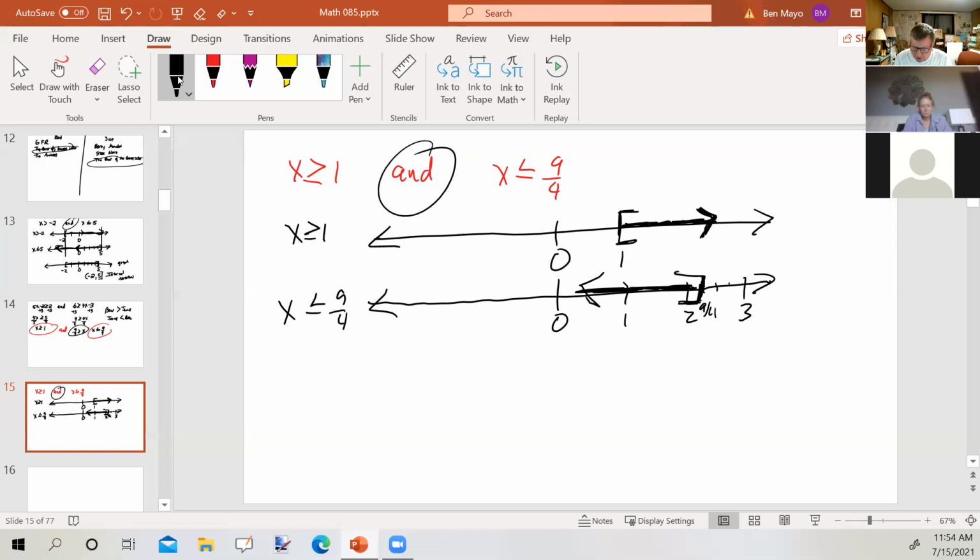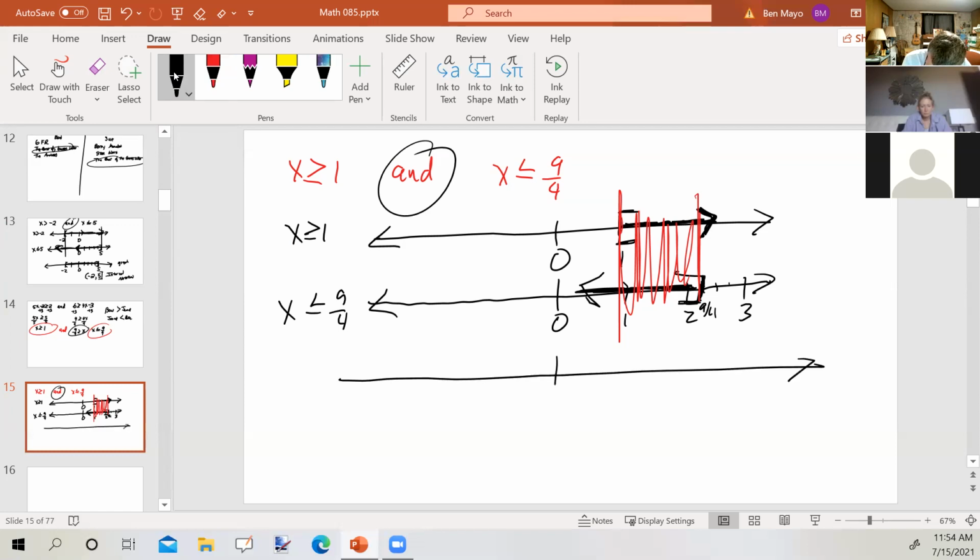And intersection, where do they intersect? They intersect from 1 up to 9/4. So the graph would be a bracket there, a bracket there, filled in. Interval notation would be from 1 to 9/4.